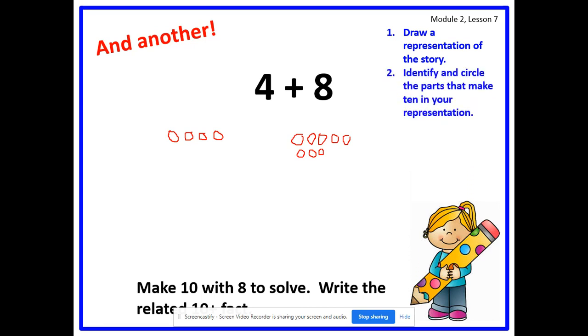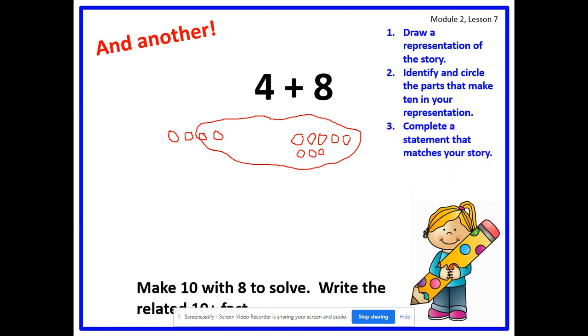Step 2, identify and circle the parts that make 10 in your representation. So remember that 8 is the number closest to 10. And we know that 8 needs how many more to make 10? Get ready. Yes, 2. So we're going to circle these 8 and 2 more to make 10. Go ahead and circle your parts.